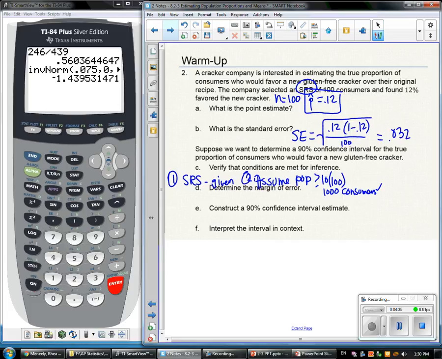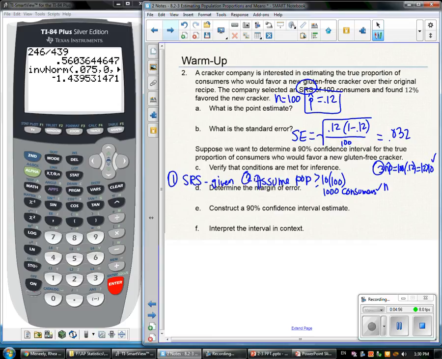The third condition is my successes and failures. So I need to double check that 12% of 100 is more than 10 and that the complement of that is also more than 10. So n times p, in this case I'm using p-hat because I don't know what p is. So we're taking 100 times 0.12. I know that's 12 successes, that's good.